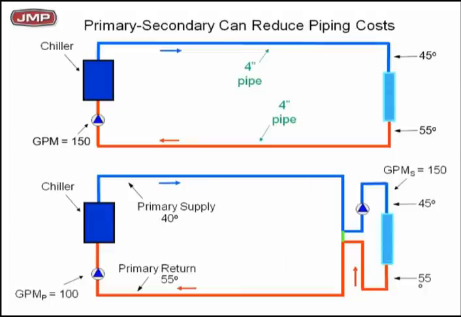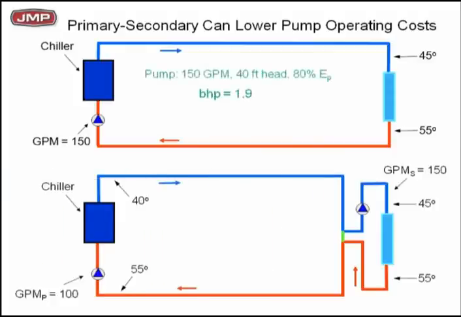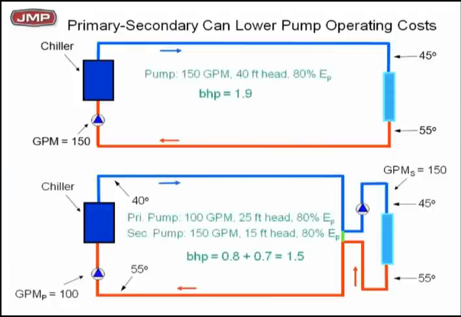So what have I done? I've decoupled it, and I've reduced the pipe size, and I've also reduced the operating cost. There's my 3-inch pipe size. Let's look at pumping costs. Get all your numbers up here real quick so we can talk about it. Just one more quick slide. Here we go. So now we've got primary, secondary, and lower pumping costs. With a 4-inch pipe, I was doing 150 GPM through the whole system, all the pipe. And at 40 feet of head, 80% efficiency, with the same set of numbers, it takes 1.9 brake horsepower.